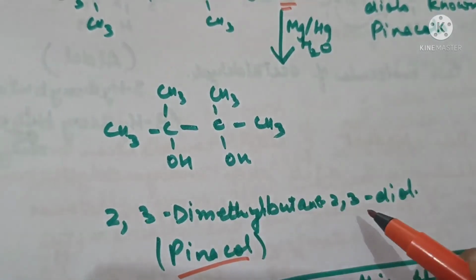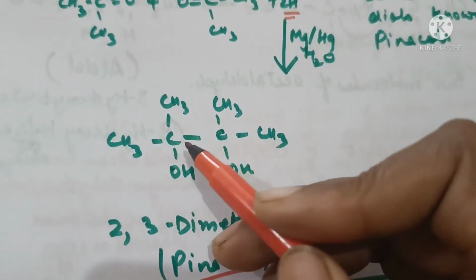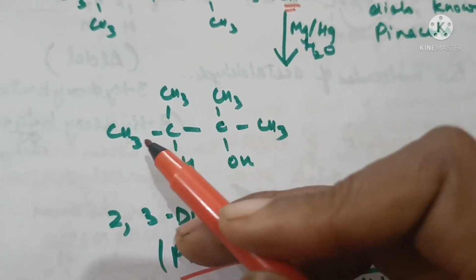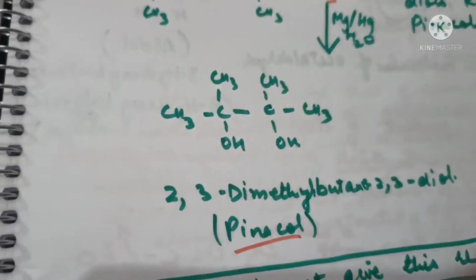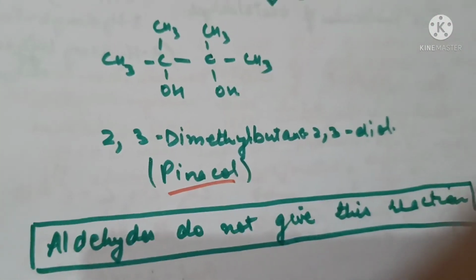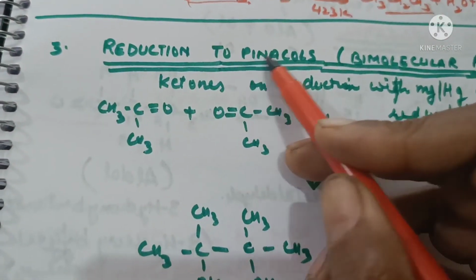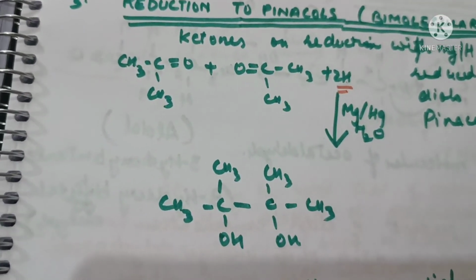Symmetrical diols are formed. For example, this one is 2,3-dimethylbutane-2,3-diol. It's a pinacol. So aldehydes do not give this reaction, reduction to pinacols. Only ketones give this reaction.